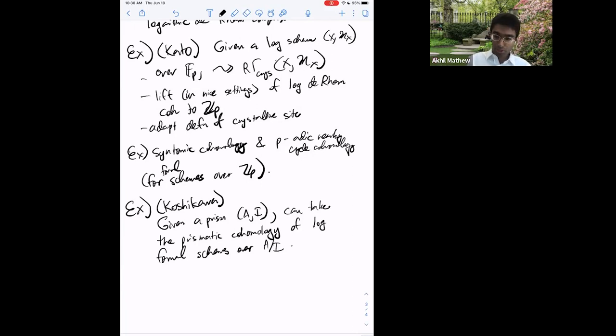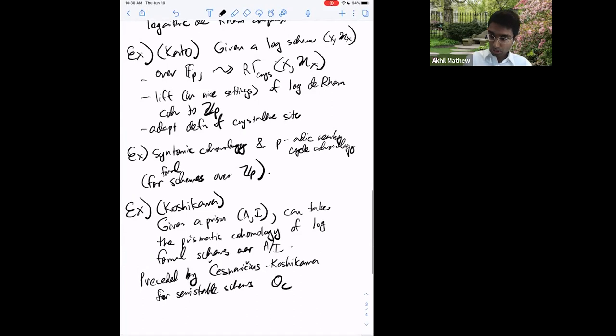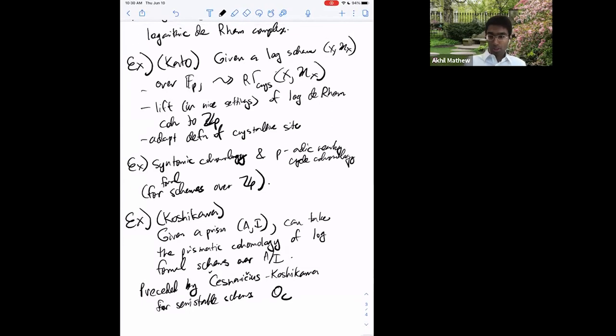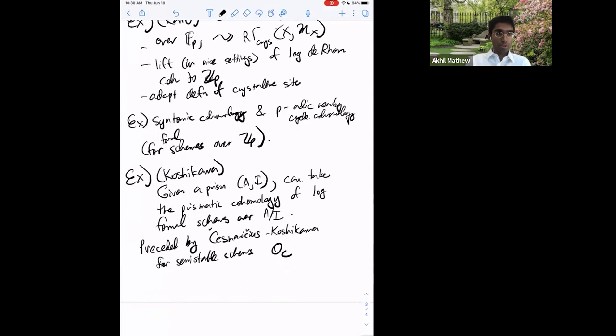So there's a log prismatic cohomology, and this was also preceded by work of Cesnavicius and Koshikawa in the case of semi-stable schemes over O_C, where the prism is (A_inf, ...). So this is an important special case where it was done earlier.